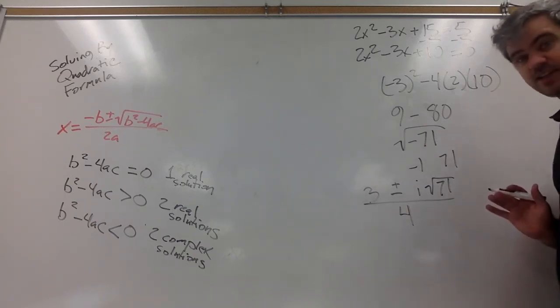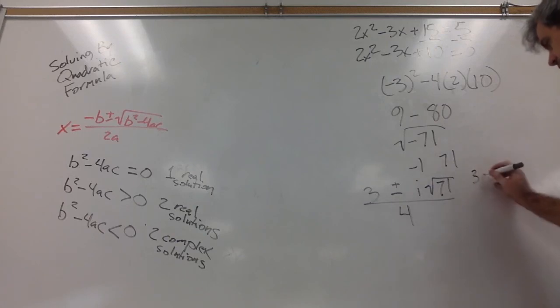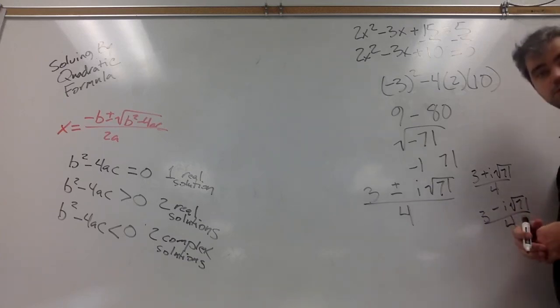And that's basically done. If it forces you to split it up into two solutions, we can say 3 plus i square root of 71 over 4, and 3 minus i square root of 71 over 4. And those are going to be your two solutions.